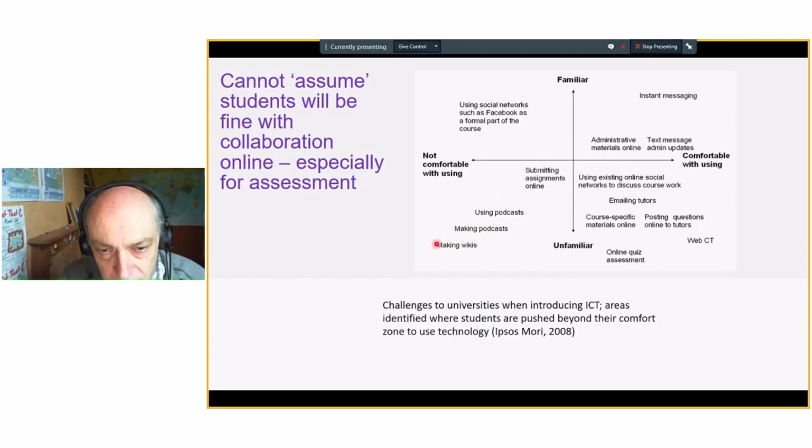At the other end of the scale is this one here, making wikis. That was seen as unfamiliar and not comfortable with using, and we'll see in a minute that many students didn't have any experience at all of making wikis in my study. So that presented a little bit of a challenge to me. How was I going to introduce these wikis to the students?